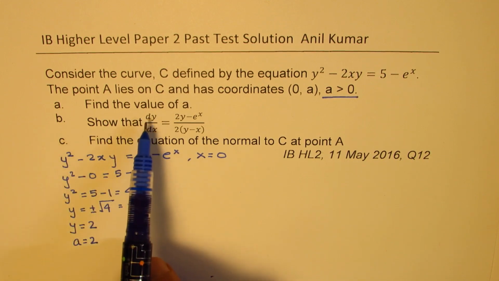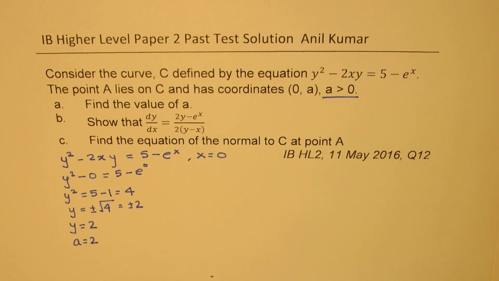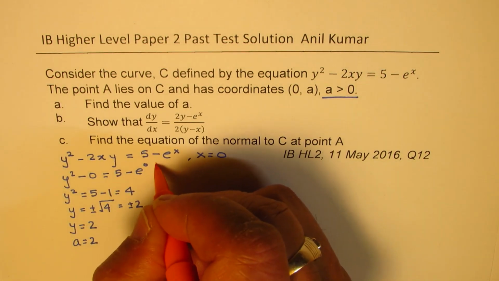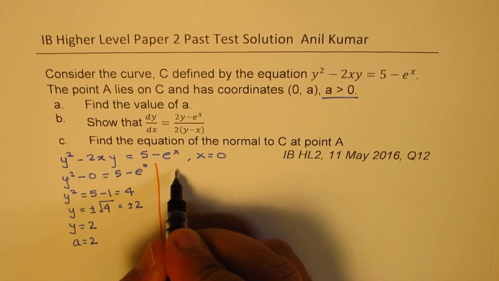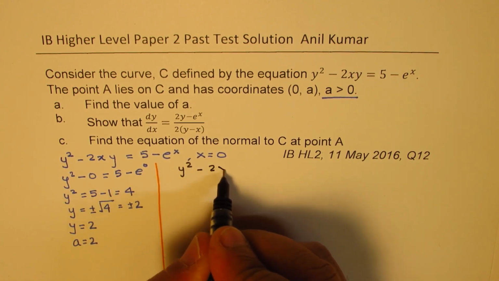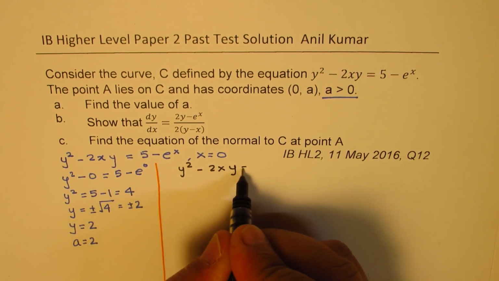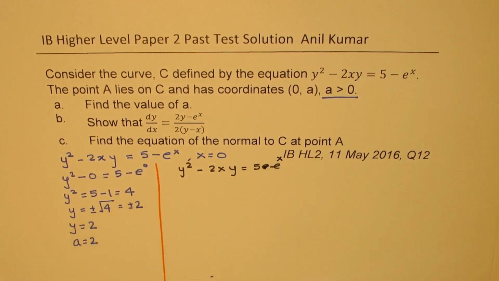Part B is, show that dy/dx is (2y minus e to the power of x) over 2(y minus x). So let's find the derivative of the given function. So I'll use this part of the page now. Okay, so again we'll begin with the basic equation given to us: y squared minus 2xy equals 5 minus e to the power of x.